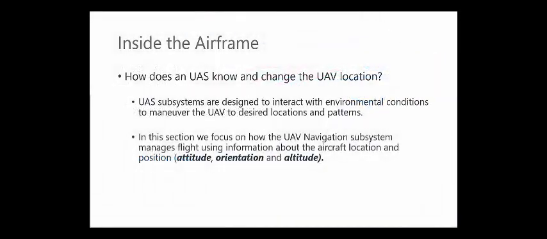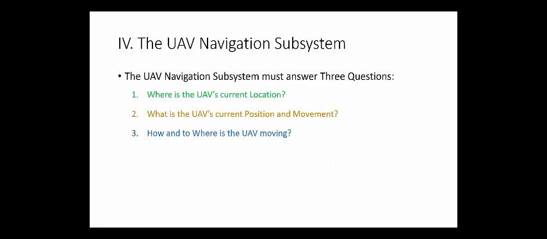So how does an unmanned aircraft system know and change the UAV location? Unmanned aircraft system subsystems are designed to interact with the environmental conditions to maneuver the UAV to the desired location or fly a specific pattern. In this section, we'll focus on how the UAV navigation subsystem manages flight using information about aircraft location, position, and movement. The UAV navigation subsystem must answer three questions to make navigation possible.